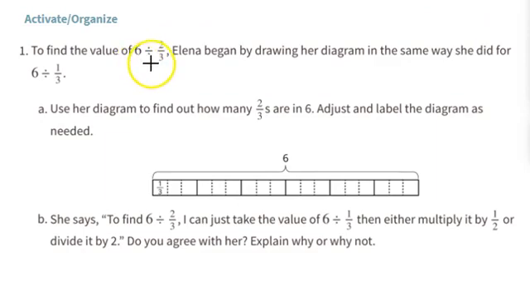So to find 6 divided by 2/3, Elena began by drawing her diagram the same way she did for 6 divided by 1/3. And then using that, she could have gone through and counted each of them, right? Well, to find 6 divided by 2/3, she took the value of 6 divided by 1/3 and then multiplied it by 1/2 or divided by 2. Why?